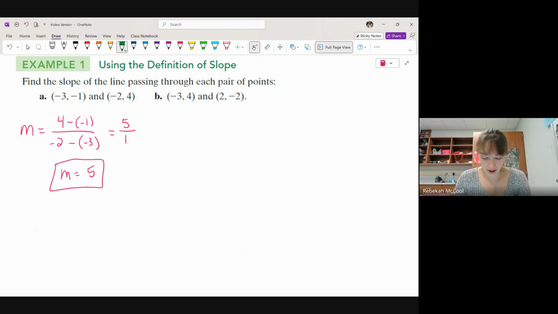For B, same idea. I'm going to pick the second y value again. So I'm going to do -2 minus 4 over, and I need the corresponding x value, so that'd be 2 minus -3. So -2 minus 4 becomes -6. 2 minus -3 becomes 2 plus 3, which is 5. So our slope here would be -6/5.